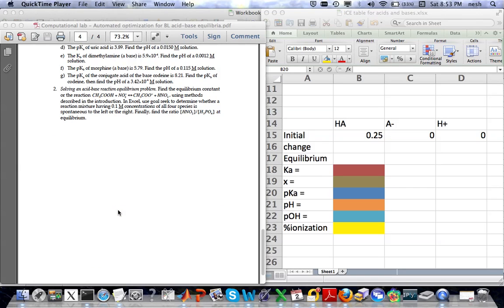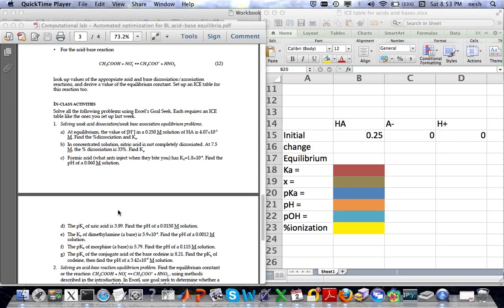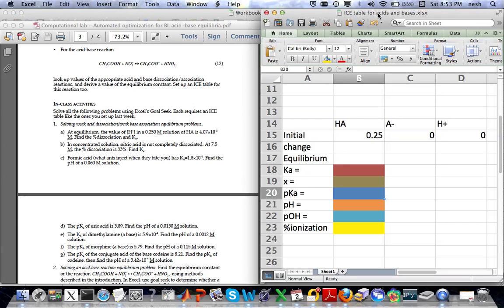But for right now, I just want to skip straight to the sort of problems that we're going to be doing. Here's problem 1a. At equilibrium, find the value of H plus in the 0.25 molar solution of HA when the concentration of H plus is such and such. So I'm just going to jump over here to Excel, and perhaps you'd like to set up an Excel sheet that's set up this way. As you can tell, I've already set up with the HA initial concentration being 0.25 as the problem has suggested.